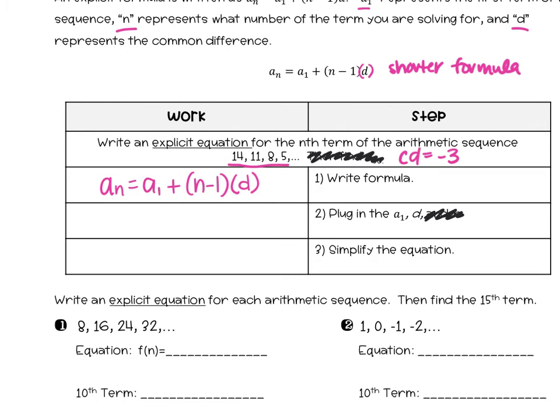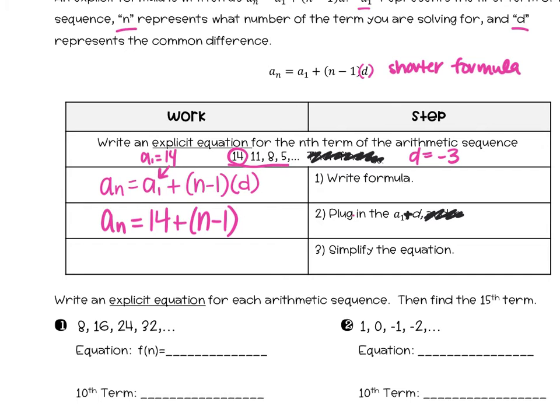Not n, just A1 and d right now, okay? And so A1 is always your first term. So A1 equals 14. I'm going to leave n right now, okay? So instead of A1, I'm putting 14 plus, leaving n here. And then d is the common difference. I guess I could have just written d here instead of CD. So my common difference was -3.